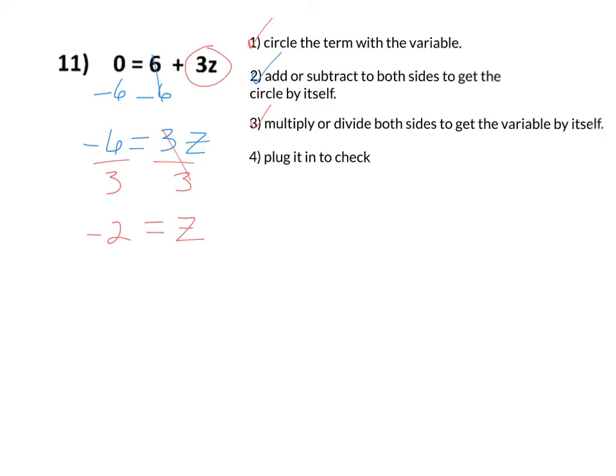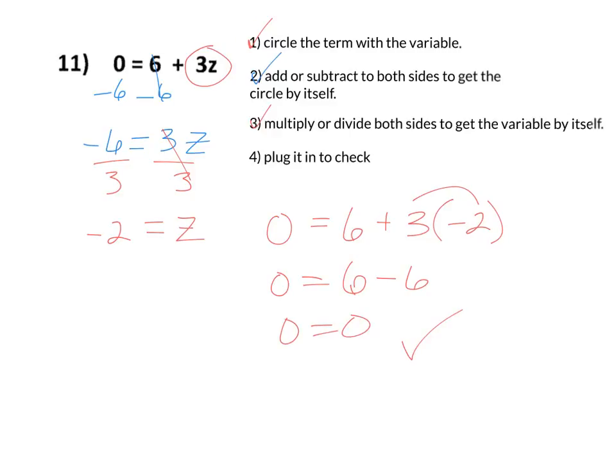Fourth step is to plug it in and check. 0 is equal to 6 plus 3 times negative 2. Order of operations, I got to do the multiplication first. 3 times negative 2 is negative 6. 6 minus 6 is 0. That is my check.